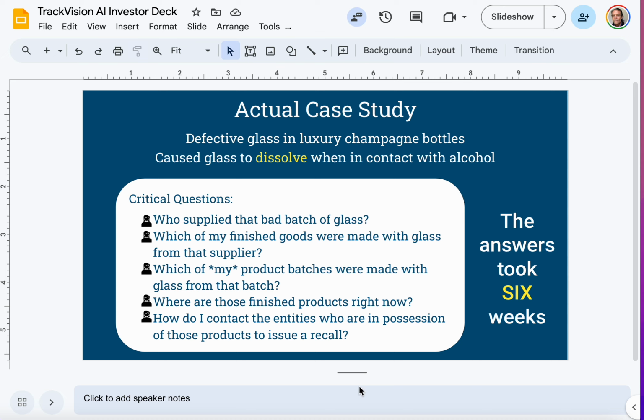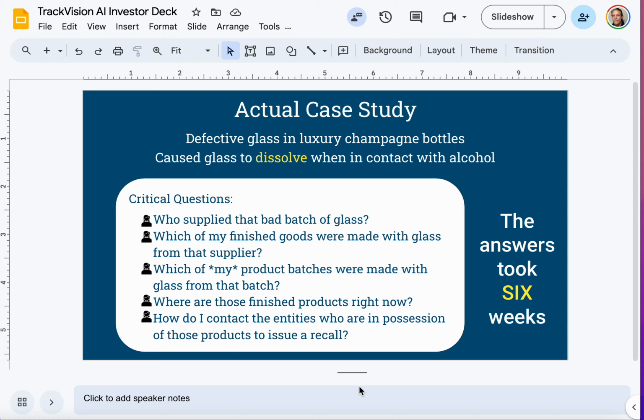This is going to be a short demonstration of the TrackVision AI chat interface. To remind you, the business challenge we're dealing with is that a glass bottle of champagne was found to be defective, and the circumstances are pretty serious. The glass can dissolve when in contact with alcohol.